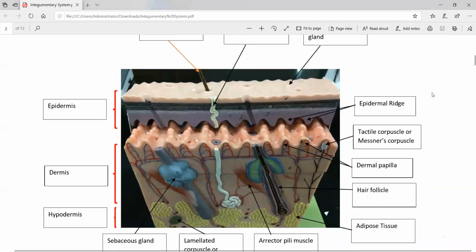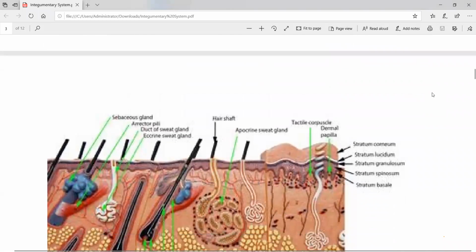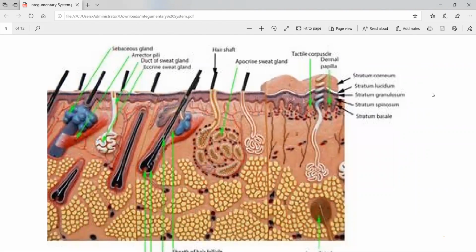Let's keep moving on. This is just another model here. I wish the picture was clear. It did not come out very clear, but I wanted to point something out here in this one, and that is the eccrine sweat gland. So right here, this is actually the eccrine sweat gland.